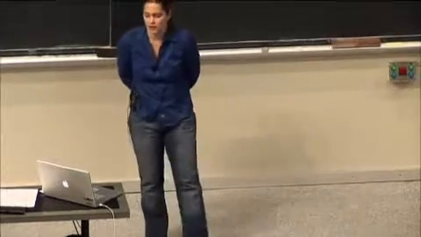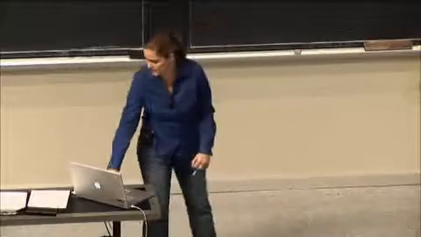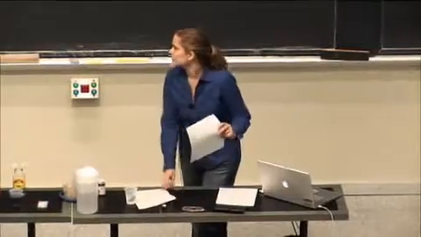We can talk about Bronsted-Lowry. And here, an acid is described as a substance that can donate a hydrogen ion, and a base is described as a substance that can accept a hydrogen ion. So let's look at some examples using that definition.